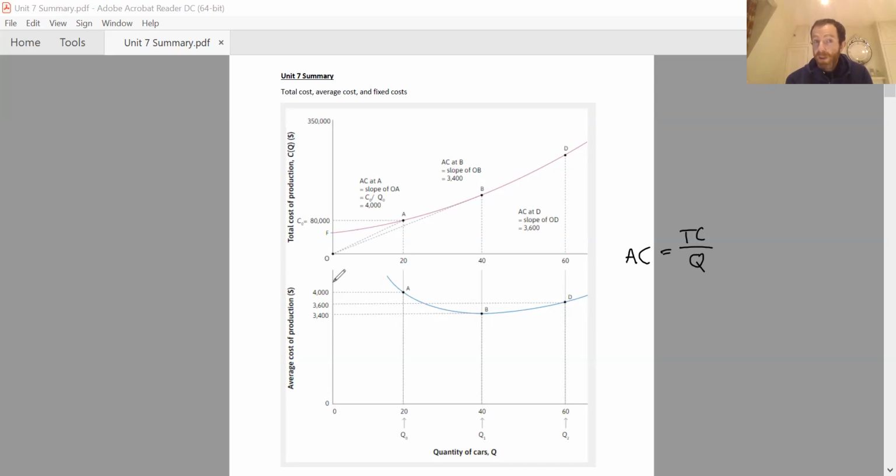And we can identify that from the total cost function at this point right here, right? Because we can see at zero output, there is a cost that has to be paid. So that value up there represents the fixed costs of the firm. All right, so we've got fixed costs, total cost, and average cost. Now let's talk about marginal cost.